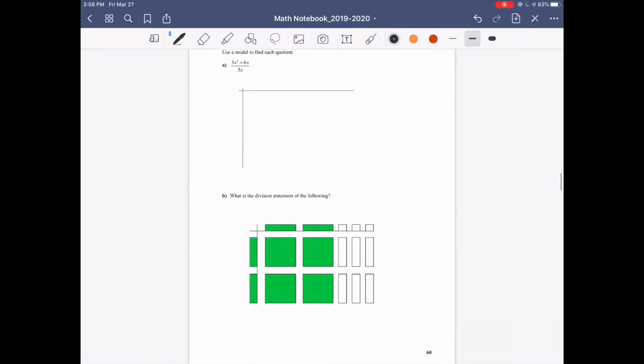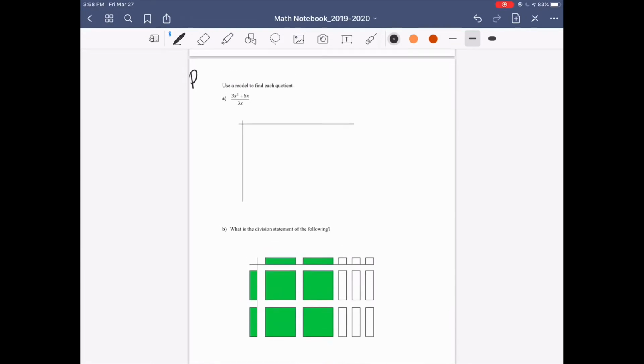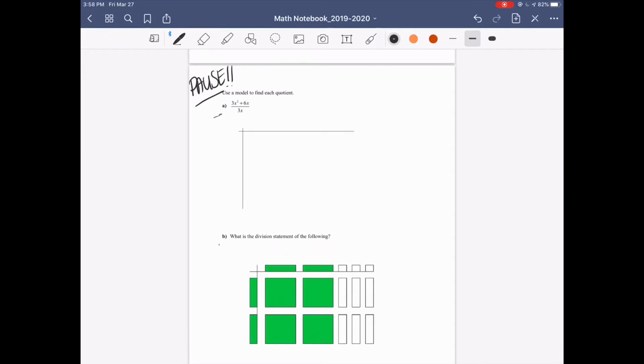So what I want you guys to do is pause the video and try these two out on your own, using algebra tiles to solve question A and question B.